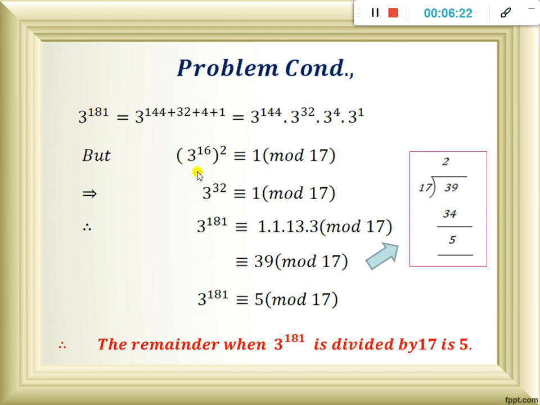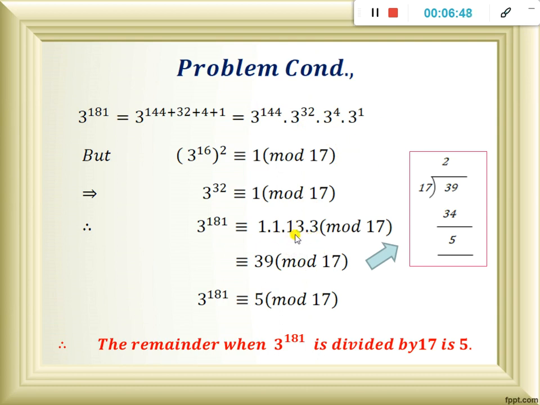Right? Actually, I'm going to replace these values. So 3 power 144 value is 1. 3 power 32 value is also 1, right? And then 3 power 4 value is 13. 3 power 1, this is nothing but the remainder. The remainder of 3 power 144 is 1. The remainder of 3 power 32 is 1. The remainder of 3 power 4 is equal to 13. The remainder of 3 power 1 is 3, right?